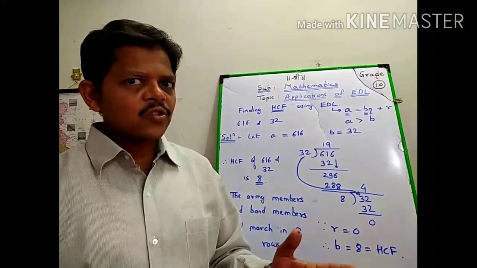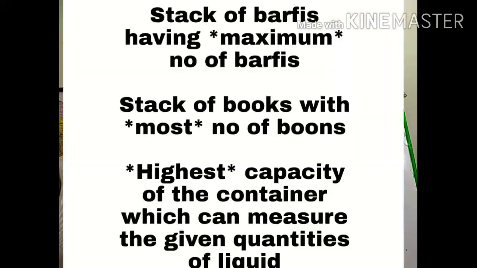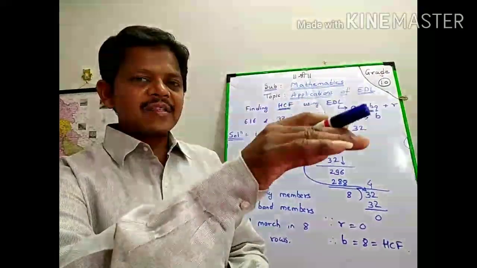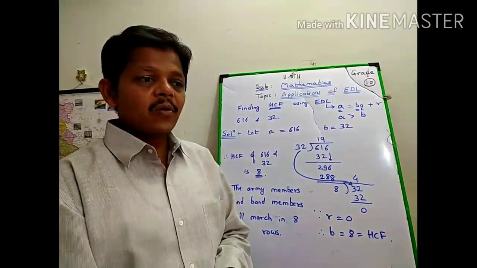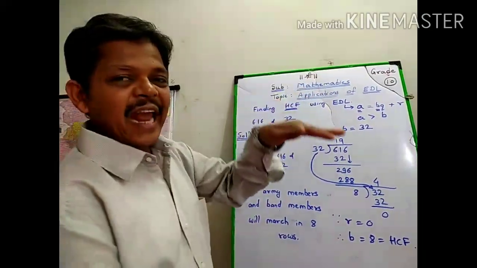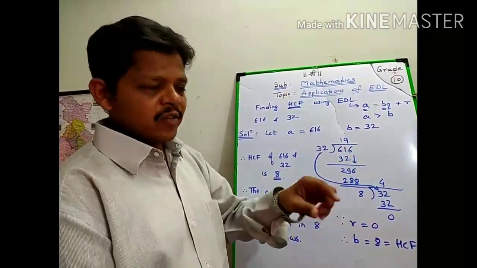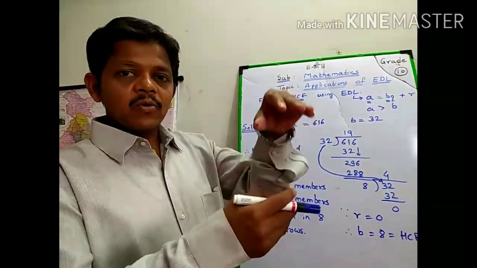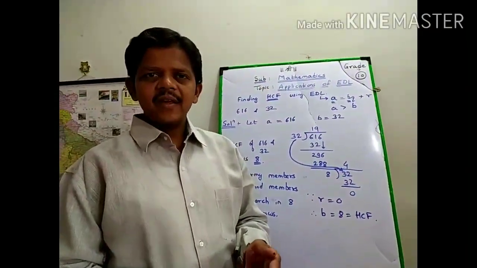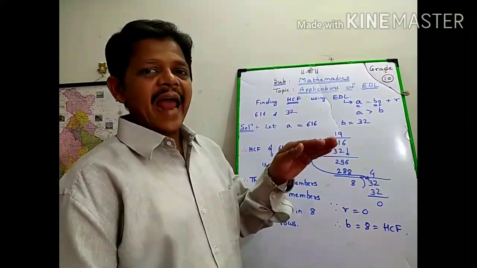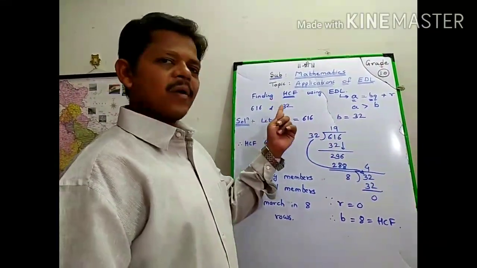There is a sweet seller shop and he has to arrange his burfis in such a way that the stack has the maximum number of burfis. The word maximum indicates highest, so you will find the highest common factor. Or a librarian has to arrange the books, find the most number of books kept in a stack. Stack means what, children? We place one thing on top of another. It is a stack of books. A stack of burfis means a column, placing one on top of another so that it consumes less space. So if the librarian is keeping the books in a stack, maximum books means highest common factor.